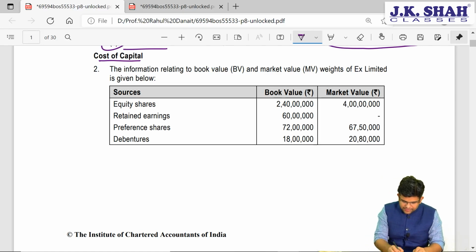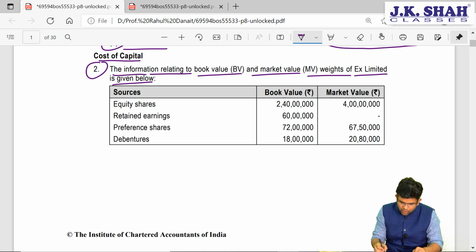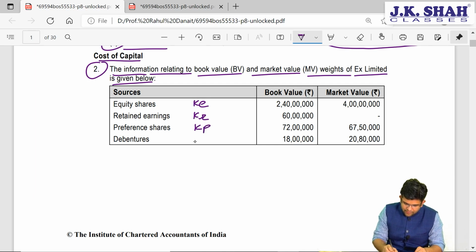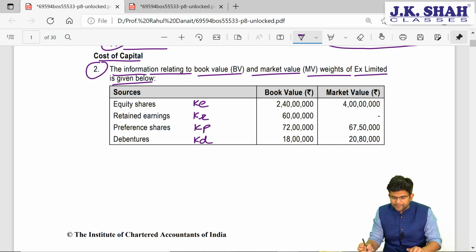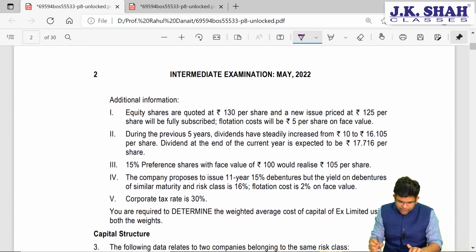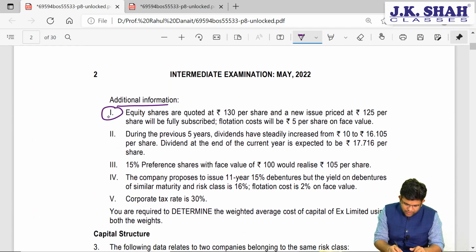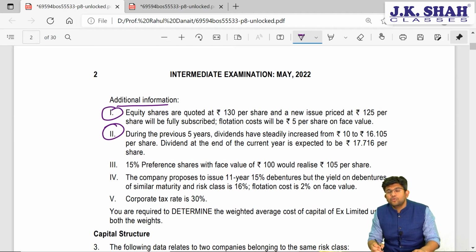Let us study this. So they are saying the information relating to book values and market value weights of X Limited are given below. So children, they have given to you equity, retained earnings, preference shares and debentures. Do you realize for equity you will require KE, for retained earnings you will require KR, for preference shares you will require KP, for debentures you will require KD. Moving on, additional information. Now children, these points 1 and 2 are given to you to help you calculate KE.